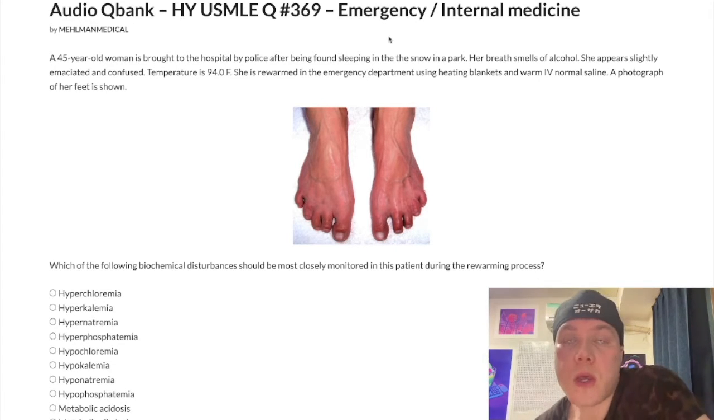Now let's start the question here. 45-year-old woman, she's brought in to the hospital by police. She was found sleeping in the snow. Her breath smells of alcohol. She appears slightly emaciated and confused.